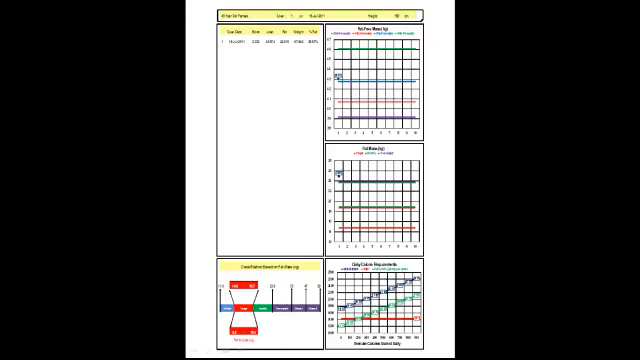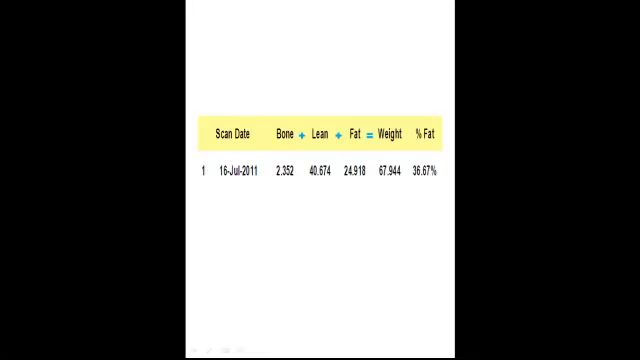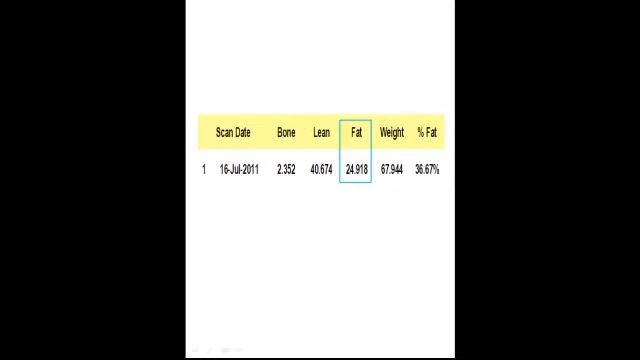In this video, I'll go through each part of the main report generated after your initial Dexa scan. The basic scan results are shown here. The three components of bone, fat and lean tissue are measured in kilograms, and in combination they equate to your total mass or weight. Let's go through a sample report.